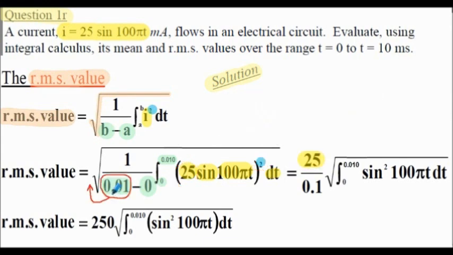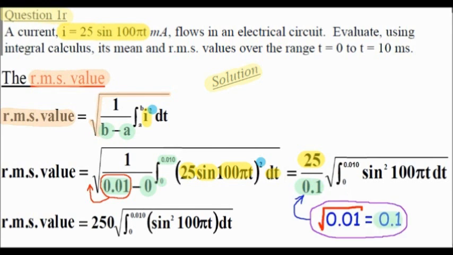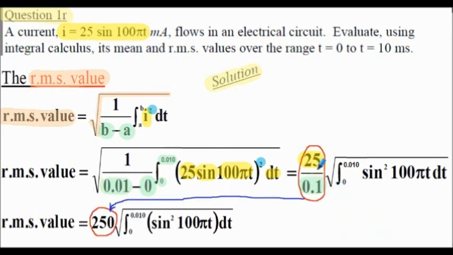And of course, taking the 0.01 outside of the square root, the square root of 0.01, we have 0.1. Calculation shown here. And of course, the final step on the slide is simply 25 divided by 0.1. That's like multiplying 25 by 10. So 250 now outside of the square root sign. So now we're ready to undertake our integration process of our sine squared 100 pi t function.